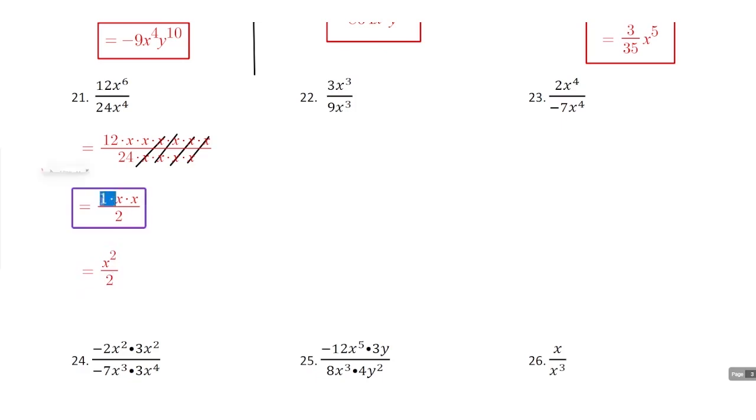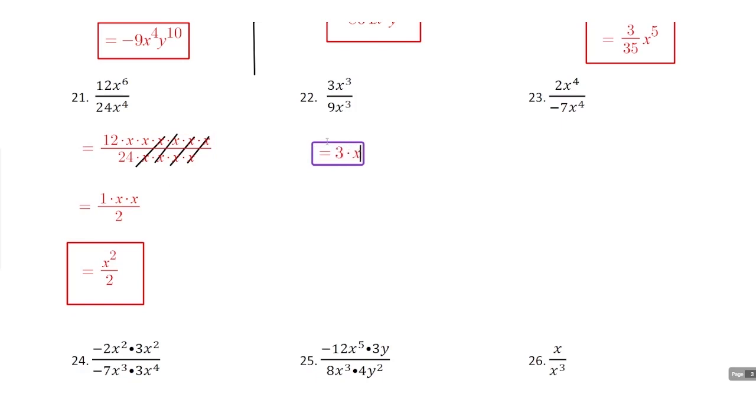We don't really have to write the times 1 because multiplying by 1 doesn't change anything. So we'll just leave it as x squared over 2. Number 22 is very similar, and so we'll work it out basically the same way here. We've got 3 times x times x times x over 9 times x times x times x. And this might be the first problem here where all the x's are going to be able to be canceled out. So all these will reduce to 1. And then 3 over 9 reduces to 1/3. There's no more x's left, so our final answer is just 1/3.